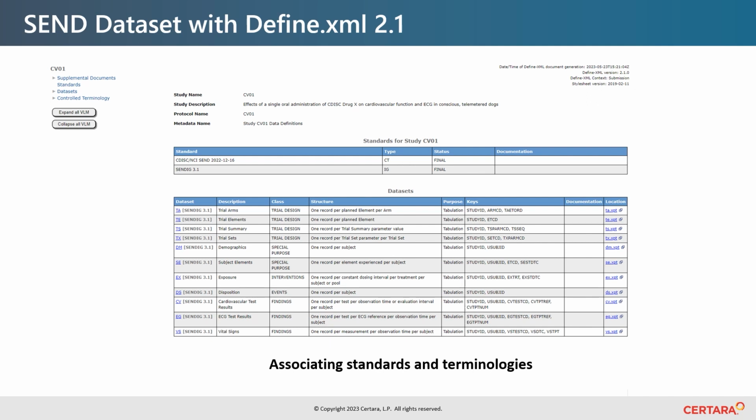This is a screenshot of what the Define 2.1 file looks like using the updated style sheet for a SEND dataset package where both the SENDIG and SEND-CT versions have been specified. Notice the table listing the two standards at the top of the page, directly below the study number and title. In addition, the standard used for each dataset is indicated in the dataset table.